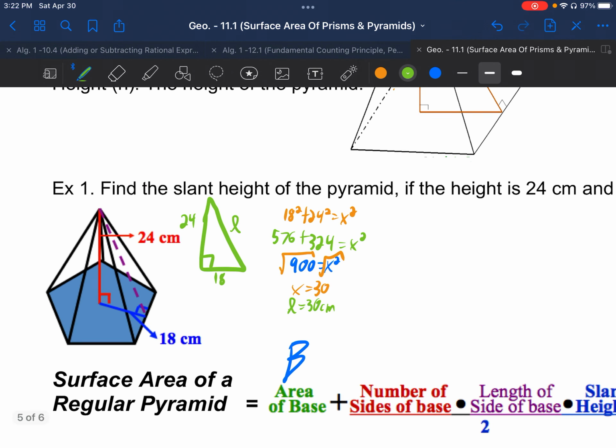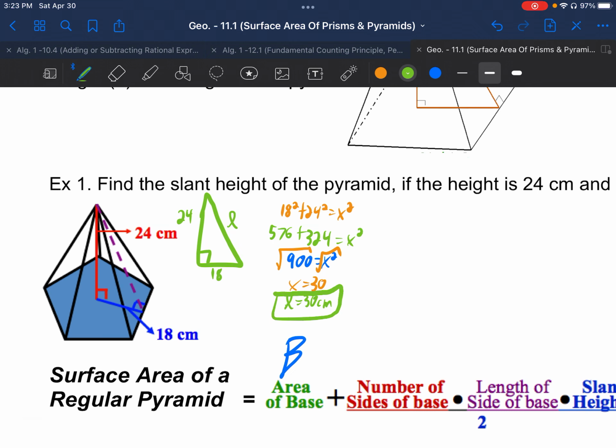And that was the only thing we needed to find on this one, but we could find the surface area if we wanted to. If we wanted to find the surface area of this pyramid, we would need to then find the area of this base as well as the perimeter of the base, which we could find using this pentagon and going through the same process we did last chapter, where you have the apothem is 18 centimeters and making all these triangles and all that stuff that we did before. But we don't have to on this problem, so we're not going to on this problem.